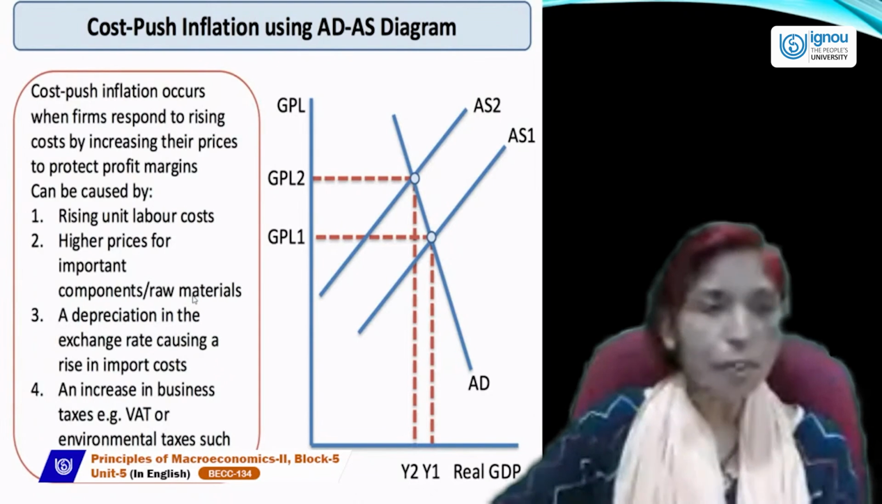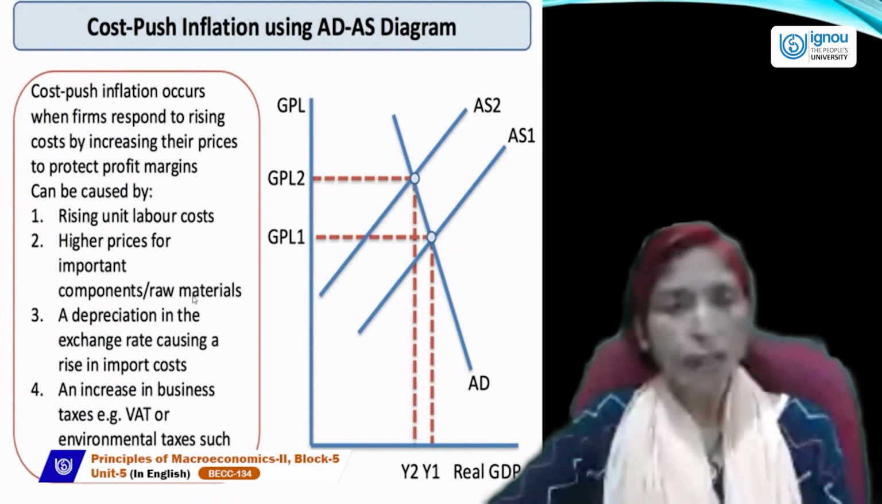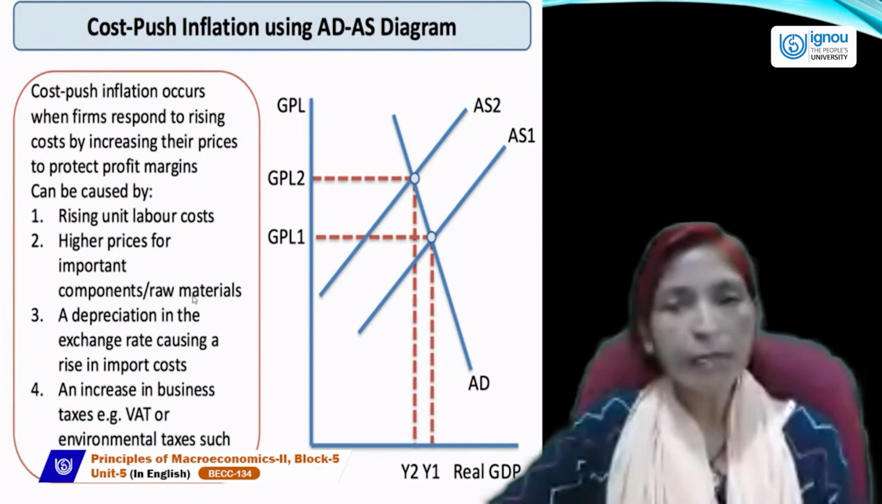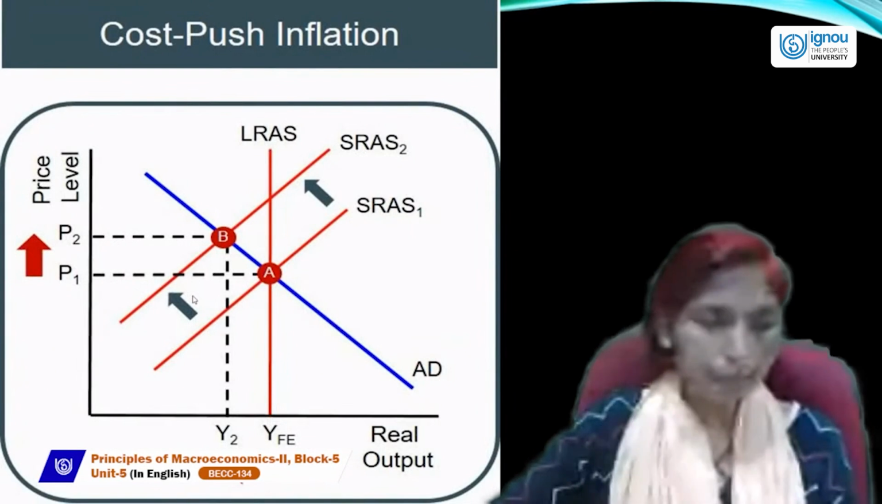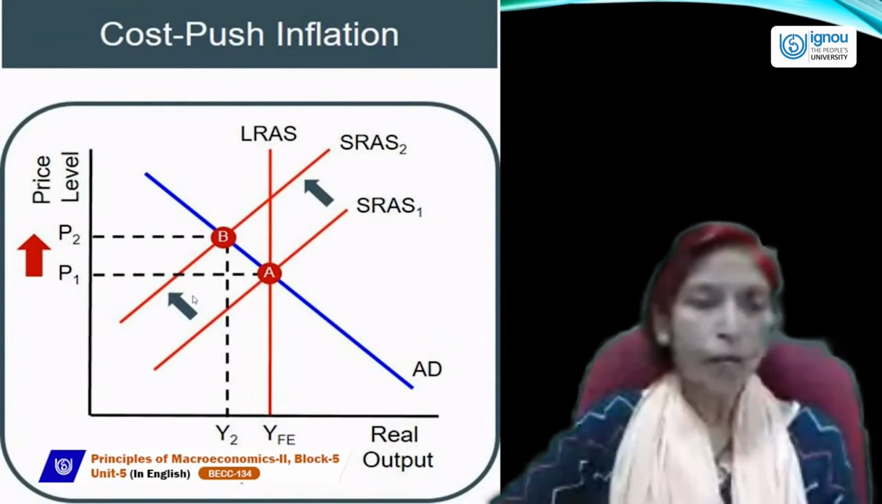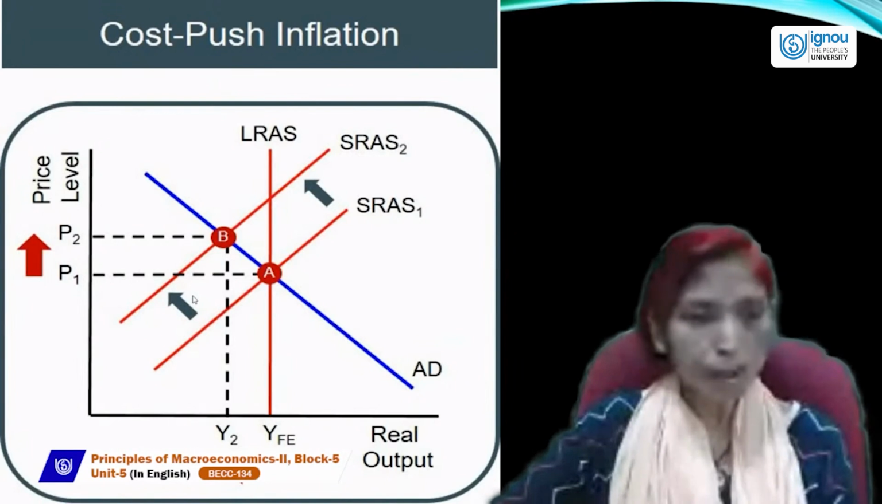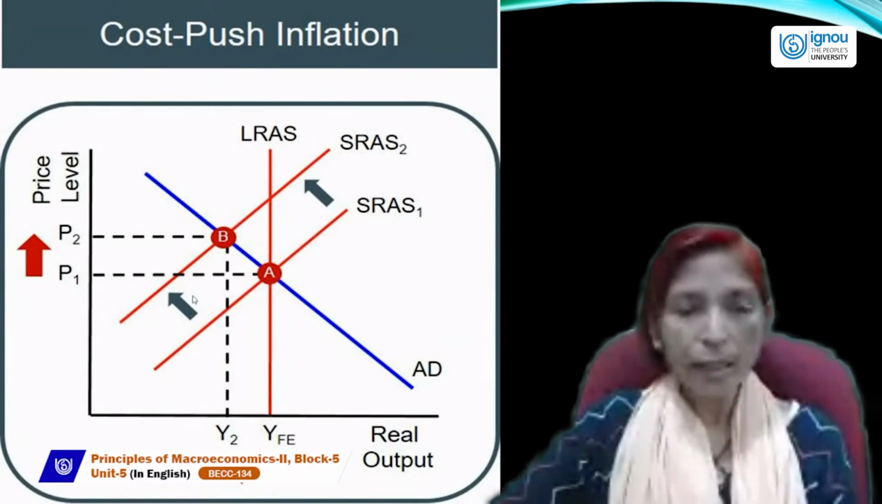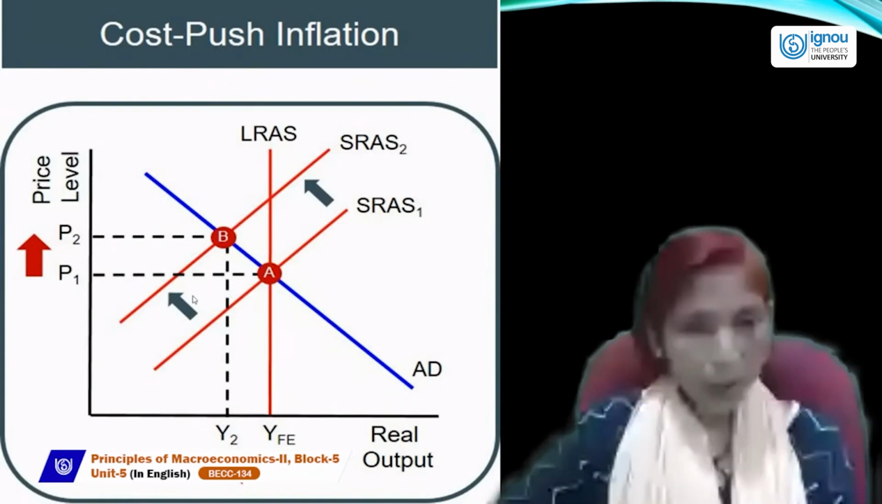So this is the situation of cost push inflation. We can show it with the help of this AD and AS diagram. Next is cost push inflation. You can show it according to the classical economics approach also. In this case, the LRAS curve will be vertical and the AD curve will be a downward sloping curve.